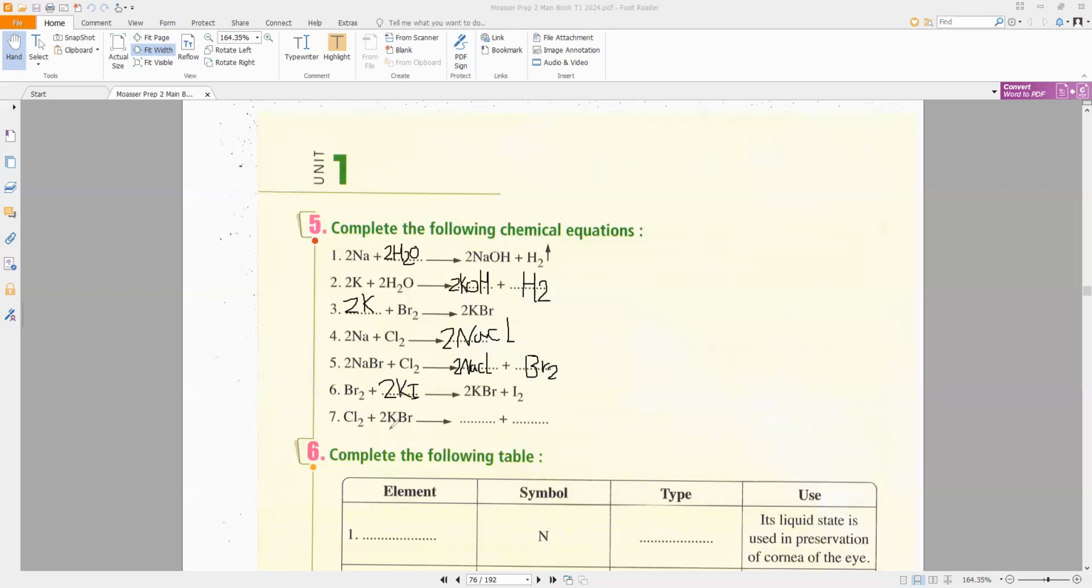When chlorine reacts with potassium bromide, can it replace it or not? The bromide is less active than chlorine, so chlorine can replace it. So the formula is 2KCl plus bromine released in the reaction. So chlorine replaces bromine in its salt solution because it is more active than it.